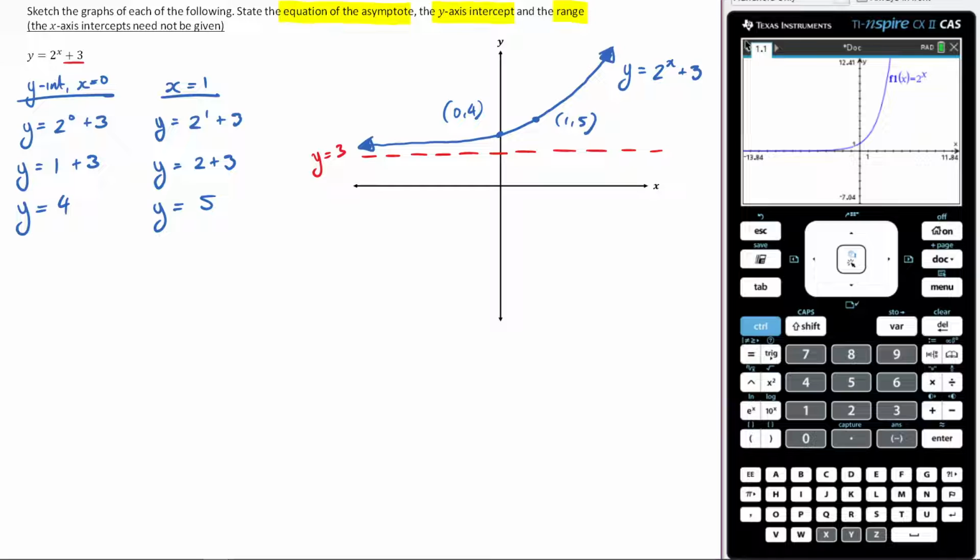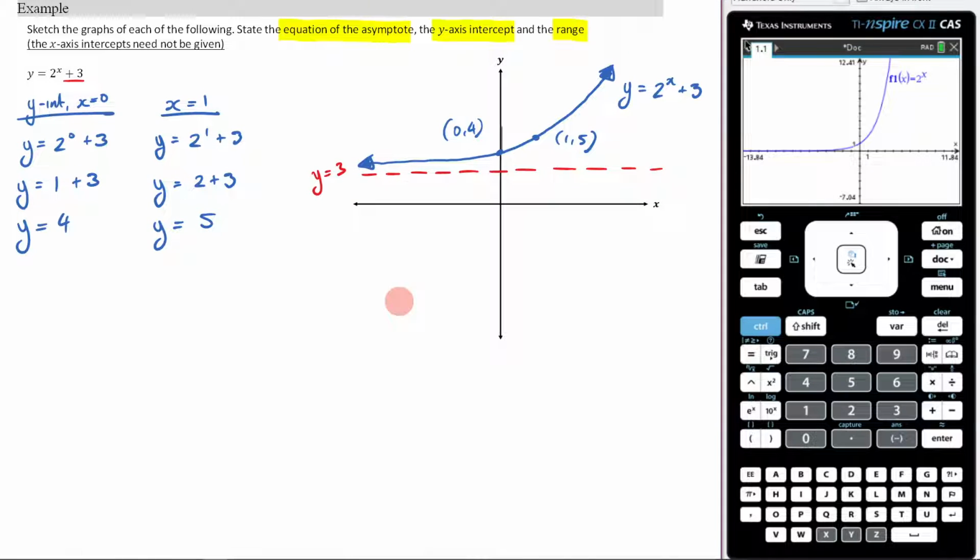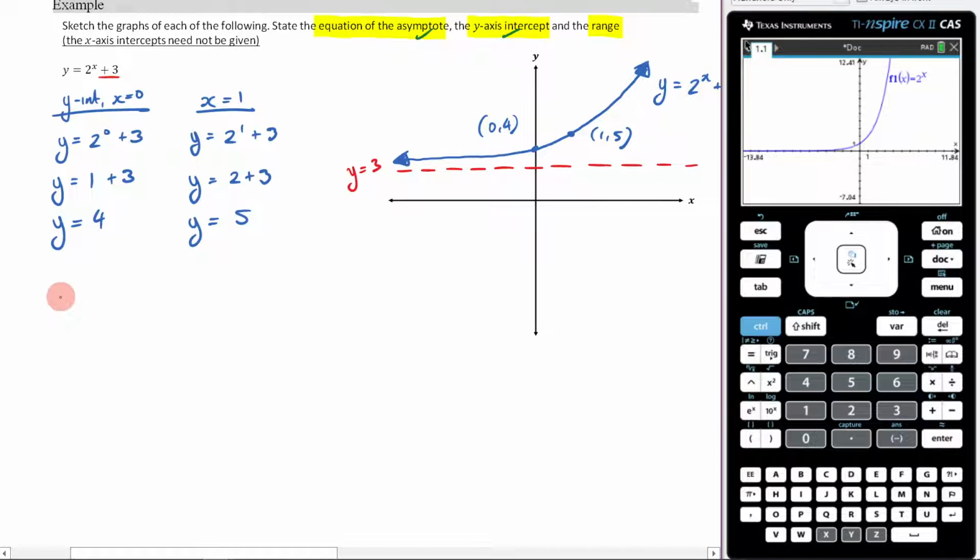So remember, when you're answering questions, you also want to double check that you've done everything. Asymptote, check. Y-axis intercept, check. The range. What's the range going to be of this thing? The range is going to be what? It's going to be my y is going to be from 3 to infinity, because it's not including 3, because remember, you can't include an asymptote. It's never going to reach it, and it's infinity because it keeps on going up. So we've provided everything that the question has asked for. That all looks good. I'll see you in the next one.